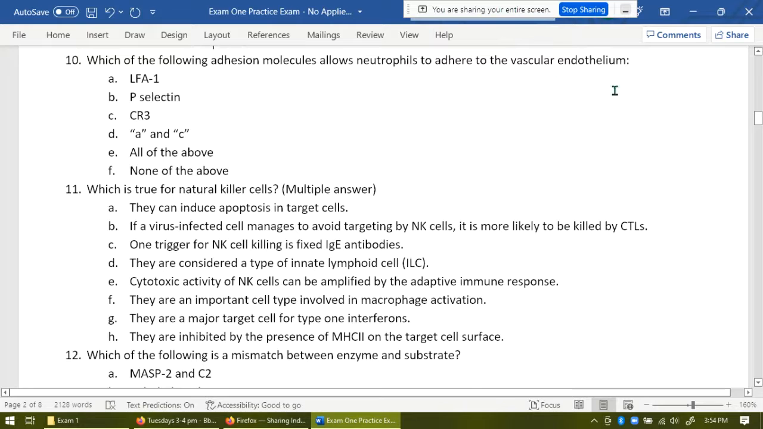Which adhesion molecules allow neutrophils to adhere to the vascular endothelium? LFA1, that one is certainly involved, right? It binds to ICAM1 and 2. P-selectin is involved. That one's expressed on the endothelium, and it binds to the sialyl Lewis X blood group on neutrophils. CR3 is also involved, can only bind to ICAM1. So this is all the above.